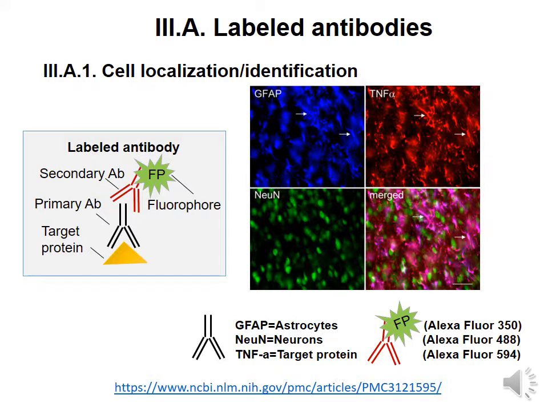What they do is they combine these three primary antibodies and use three different secondary antibodies that are labeled with different fluorophores. When merging the images obtained for every fluorescent channel, we can observe that astrocytes here are colocalizing with the TNF-alpha signal. And therefore, this is the cell type responsible for TNF-alpha production in these experimental conditions, since NeuN positive cells do not colocalize with the TNF signal.